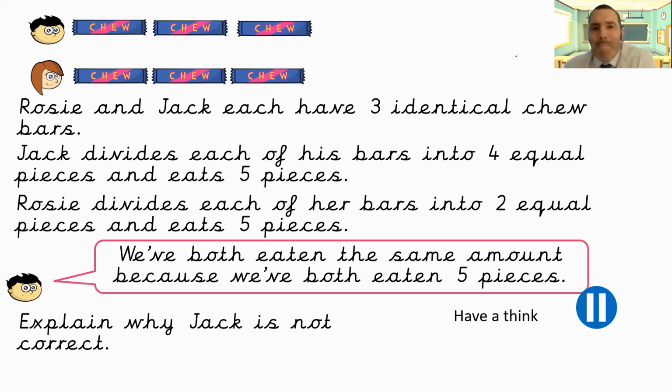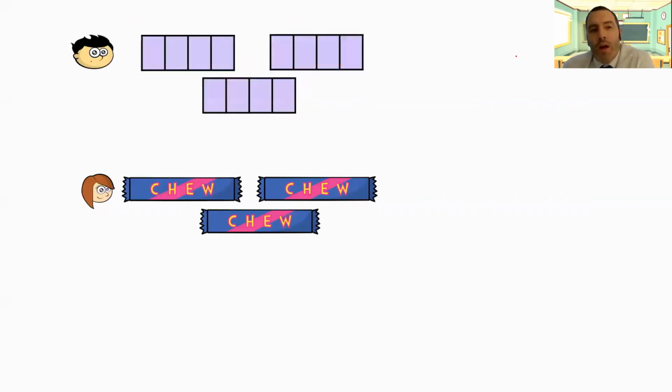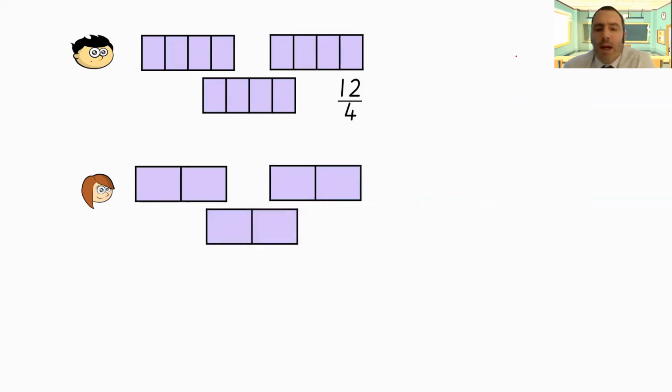Did you get it? Let's have a look. So we've got 3 chew bars each. One of them cuts them into 4 pieces, so he's got 12 quarters in total. The other one cuts them into halves, 6 halves in total. So, having eaten 5 of those quarters, he's got 1 full bar and 3/4 of a bar left, or 7 quarters remaining.